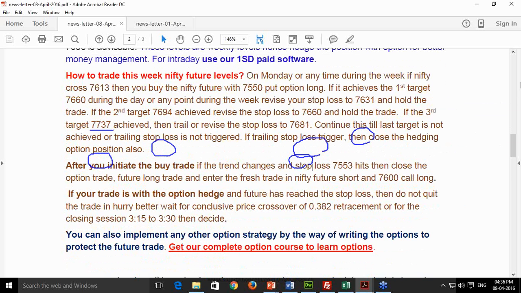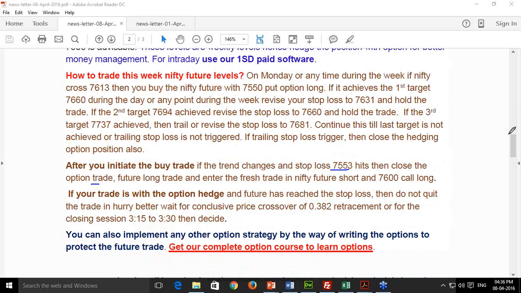If you enter a long trade and the stop loss hits, then your put option will be at a profit. So book the profit in the put option, close this trade, and reverse your trades.